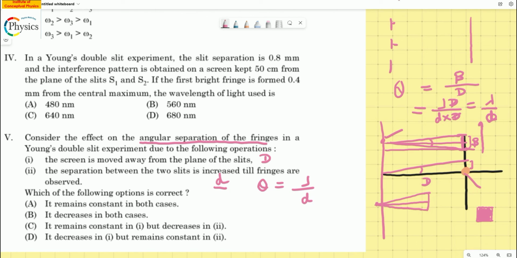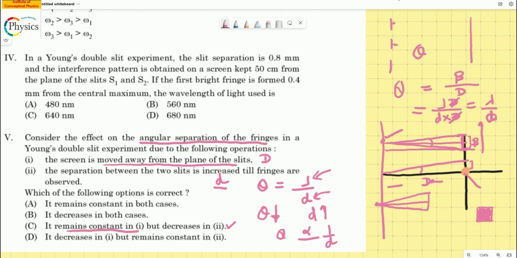So if you consider the first one, the screen is moved away from the plane of the slit. No impact is there because capital D does not appear in this formula. Therefore, it remains constant is correct, right? But if you increase d, theta will go down, because these are inversely proportional, right? So the angular separation will decrease. Which means the angular separation is not impacted by the distance. Capital D is meaningless because it got cancelled anyway.